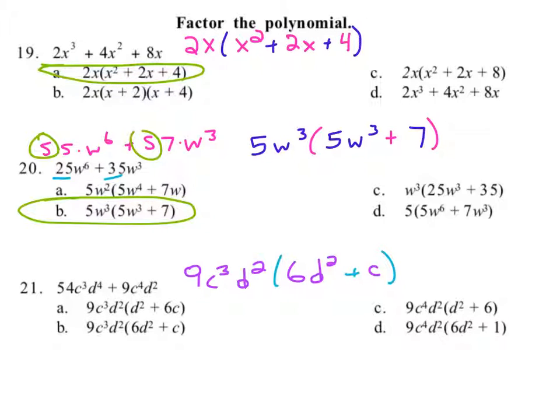Okay, if we did it right, the variable will not appear in one of the terms. So the c term does not appear in here. Likewise, the d term does not appear in here. Okay, because if they both, for example, had a c term, then that should have meant that we could have pulled another one, c, out of it. So this fits with what we know. So let's see where we can find that answer. And if we look down on the bottom, 9c cubed d squared times 6d squared plus c is answer B. Done.